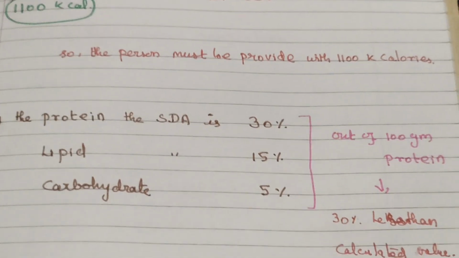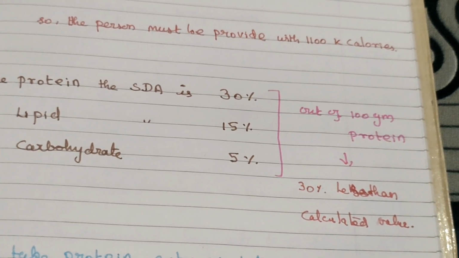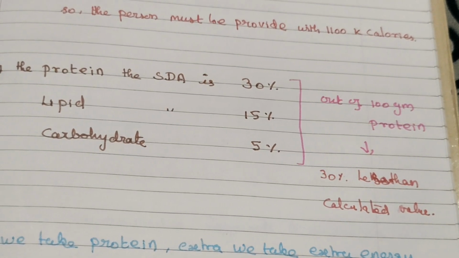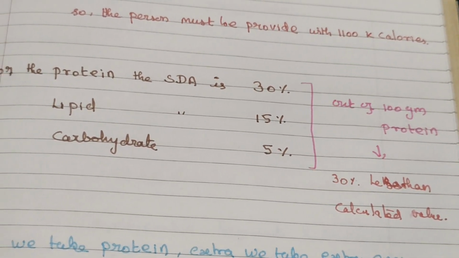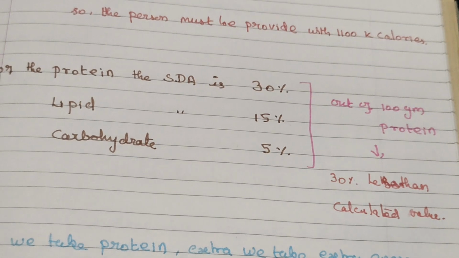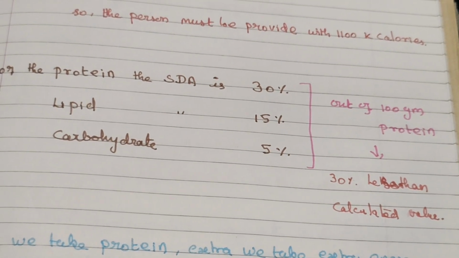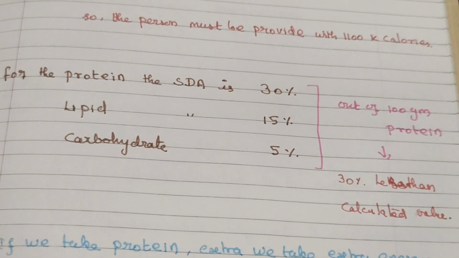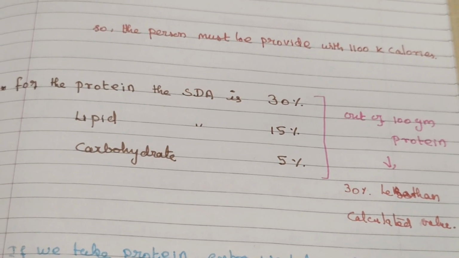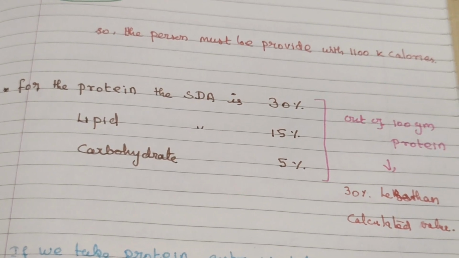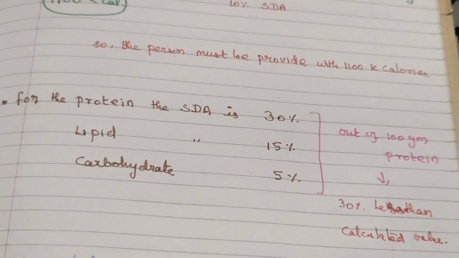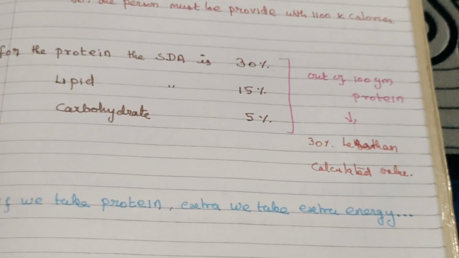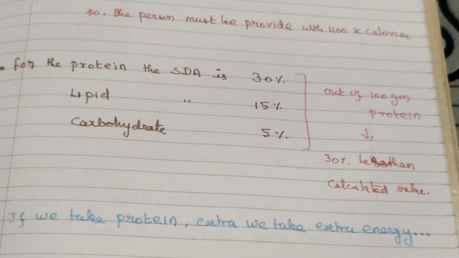It means that out of 100 grams of protein consumed, the energy level available for doing useful work is 30% less than the calculated value. We have to take 30% extra energy if we take protein. So this is all about the specific dynamic action of food.